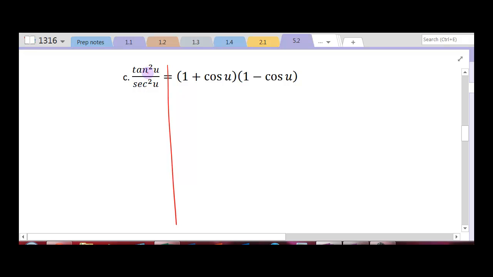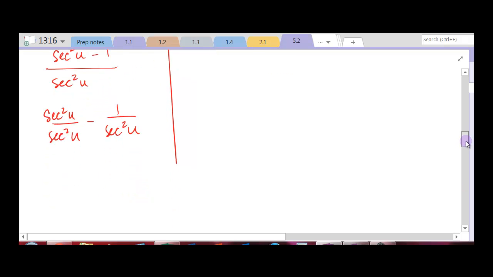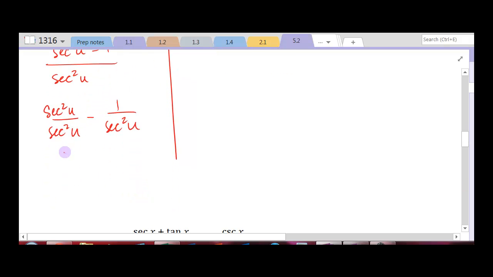That is a relationship given by the Pythagorean identity. So I can rewrite tan squared as secant squared u minus 1 all over secant squared u. Now, if I have a numerator like this over a single denominator, then I can separate this out into two separate fractions so that it looks like secant squared u over secant squared u minus 1 over secant squared u. And moving from here, I see secant squared u over secant squared u is 1, minus 1 over secant squared u.